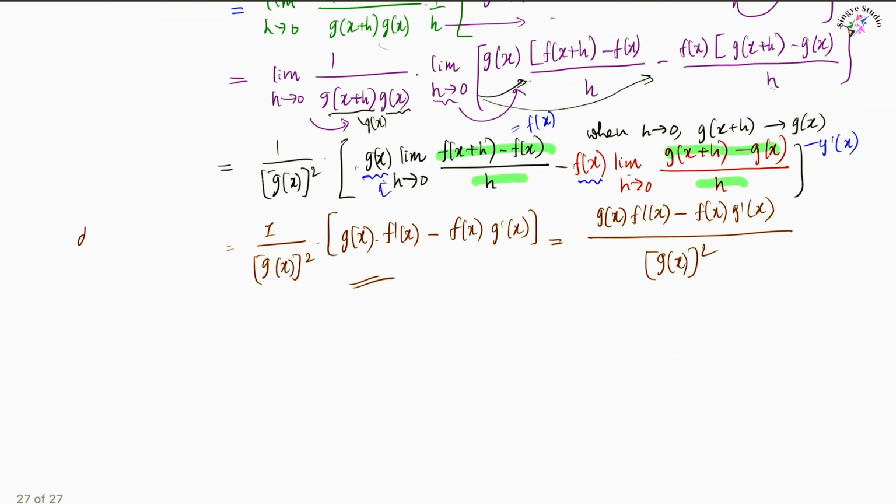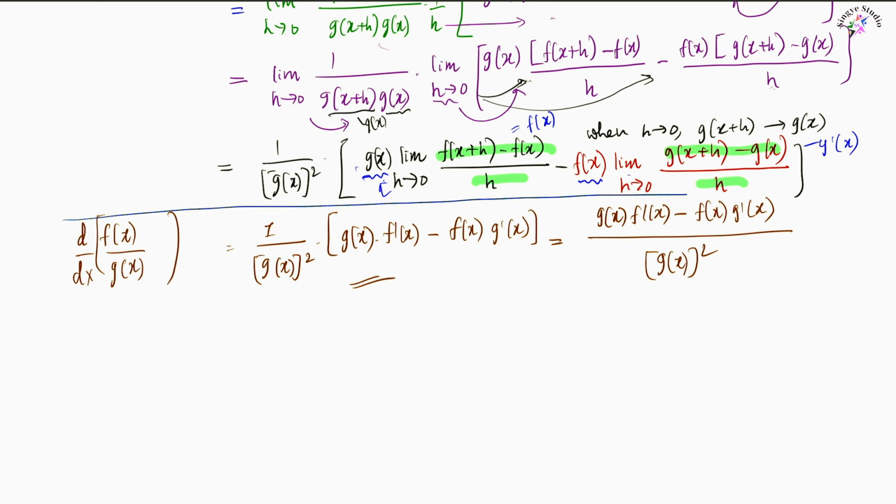Therefore it is d of f of x upon g of x with respect to x. So this is the quotient rule. This is a very powerful result because we use it almost all the time.